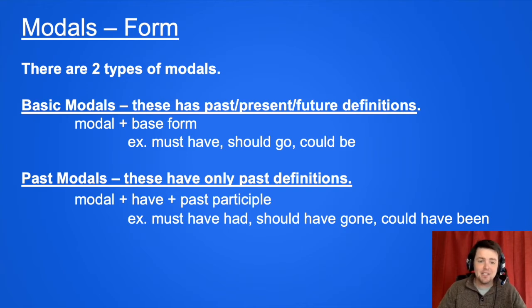There are also past modals. These modals only have past definitions, and they are created using the modal, have, and the past participle. For example, must have had. And yeah, that sounds a little weird with 2 of the same verb, but it follows the rules. Another example, should have gone or could have been. And you'll see my examples for the basic modals and the past tense modals are the same, just in those different formats.